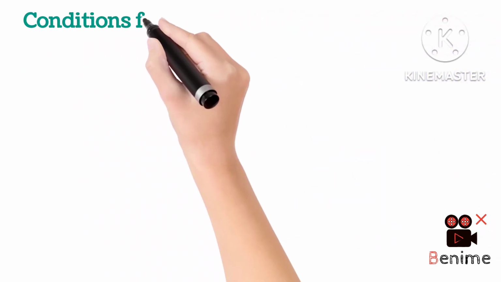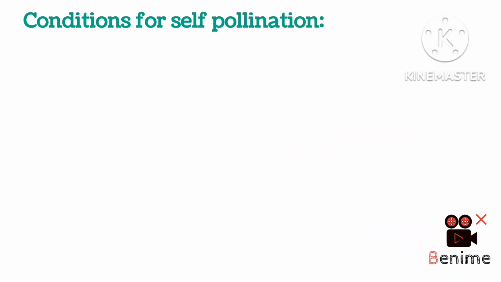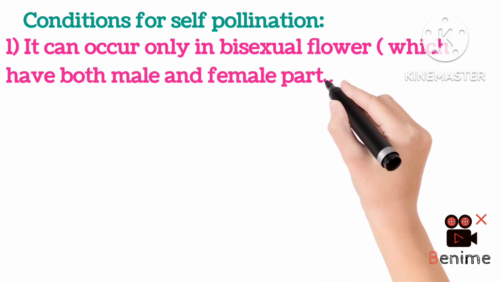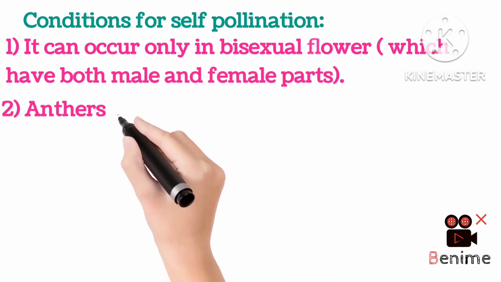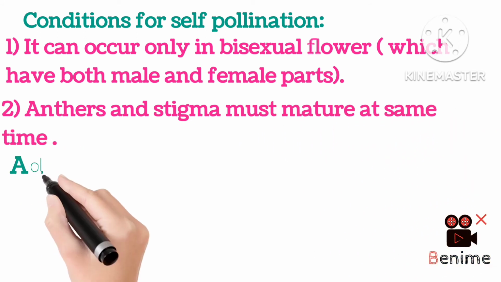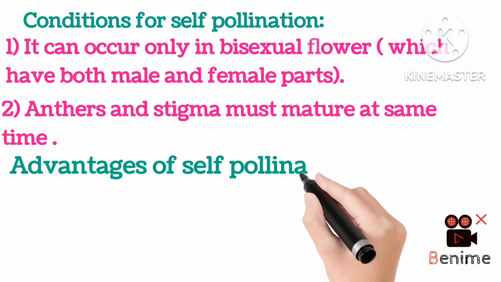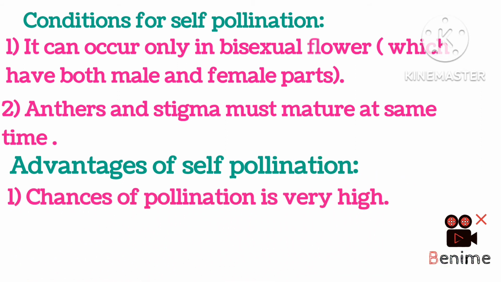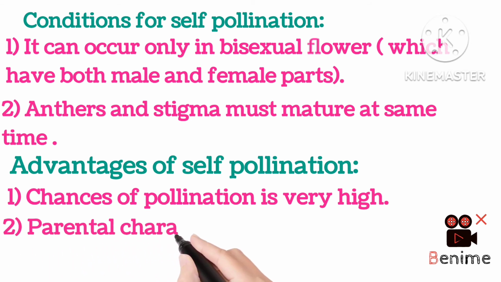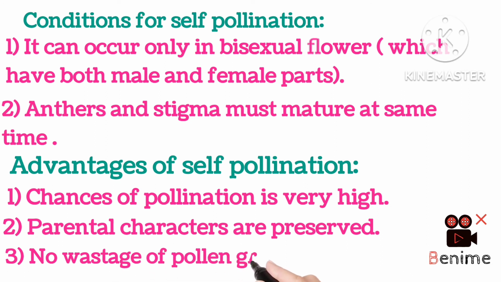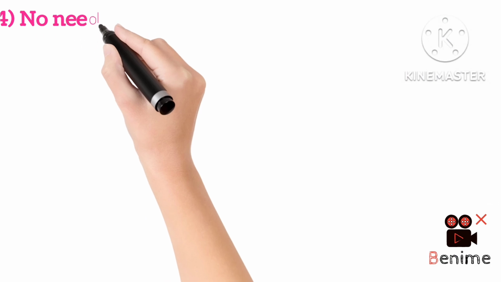Condition for self-pollination. It can occur only in bisexual flowers, which means the flower containing both male and female parts. Anthers and stigma must mature at the same time. Advantages of self-pollination. Chances of pollination is very high. Parental characters are preserved. No wastage of pollen grains takes place. No need of large showy flowers with scent and nectar.